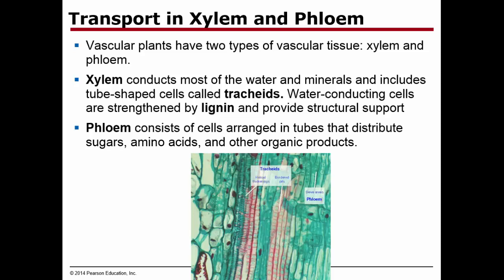The phloem is a softer tissue that is composed of a network of tubes for distributing the food produced by the plant. That includes the sugars produced by photosynthesis, the amino acids needed to make proteins, and any other organic products that are either manufactured inside the plant or taken up from the soil.